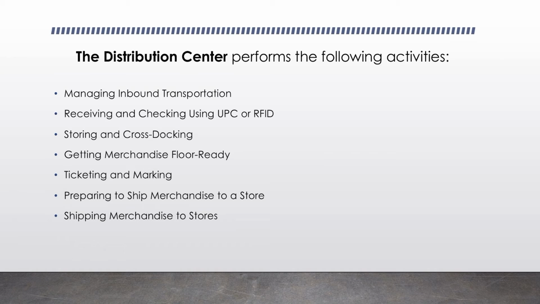Third, storing and cross-docking. After the merchandise is received and checked, it is either stored or cross-docked. Using a cross-dock distribution center, merchandise cartons are pre-packaged by the vendor for a specific store. The UPC or RFID label on the carton indicates the store to which it is to be sent. Cross-docked merchandise is in the distribution center for only a few hours before it is shipped to the store. Merchandise sales rate and degree of perishability or fashionability typically determine whether cartons are cross-docked or stored.